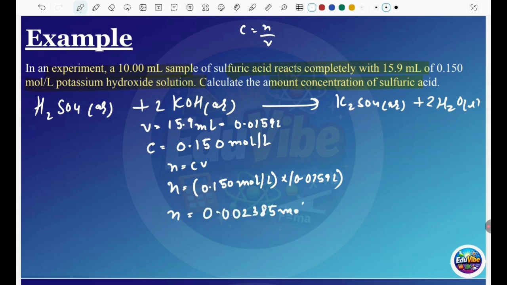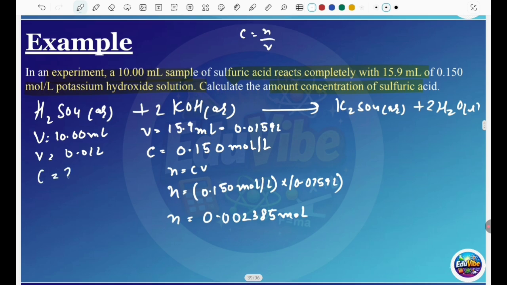So n is equal to 0.002385 moles of KOH. That's the n you have been given, but you can't use it directly for this one. In this you have a volume, 10.00 mL. In liters, you will get 0.01 liters. You have to find the concentration of this. You don't have n for H2SO4, but you have n for KOH.